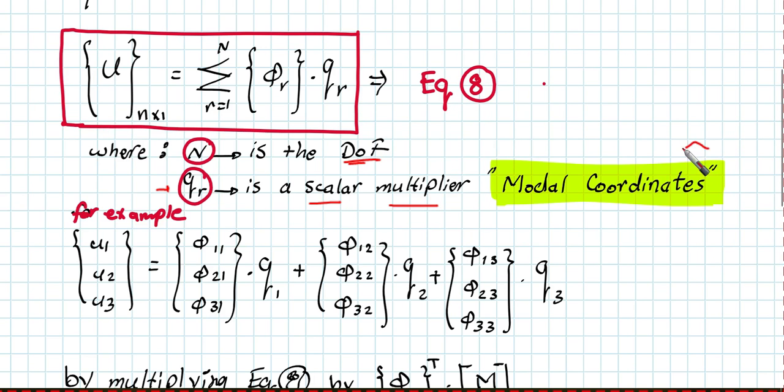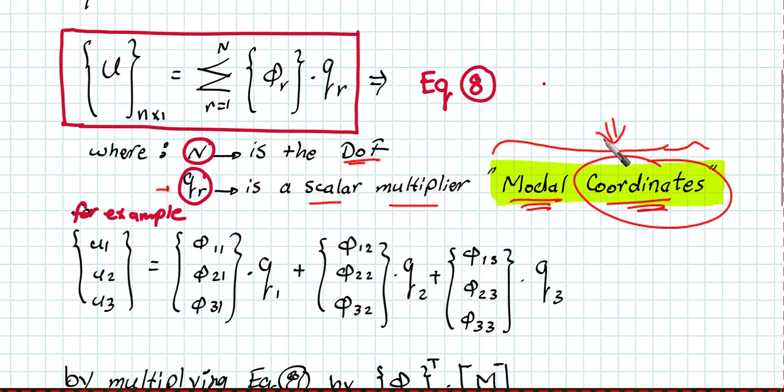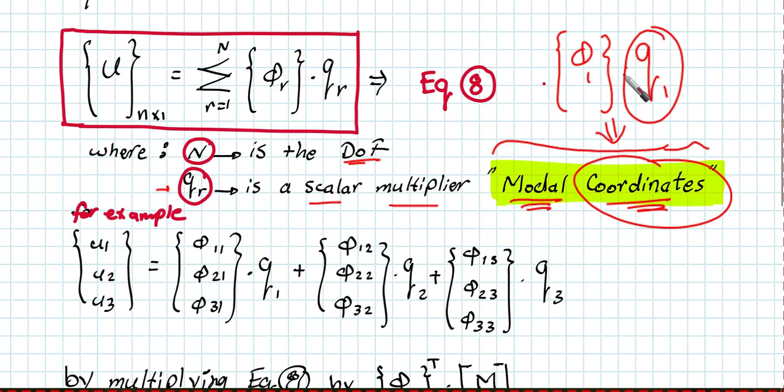In our context we are going to give this scalar multiplier q r the name modal coordinate, and for many of them, modal coordinates. What is the meaning of modal coordinate? We are going to understand the meaning of this word later. It is like a weight for the mode that this q r is associated with. If we have mode 1, it is multiplied by a scalar multiplier called q1, as if scaling this mode in order to give the contribution of this mode to the total response of the system. So that's the meaning of modal coordinates.